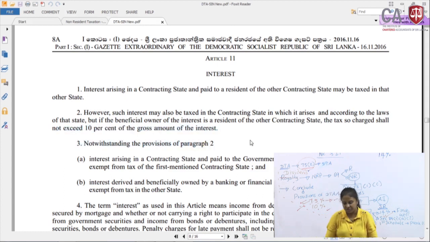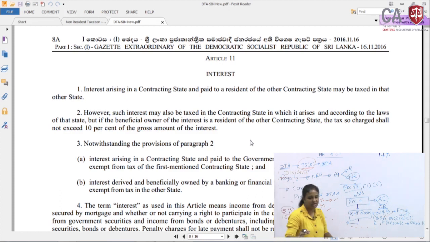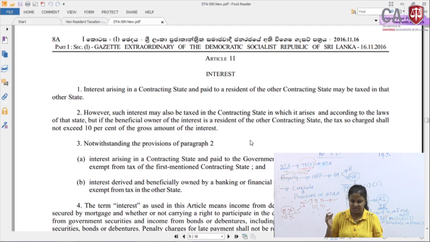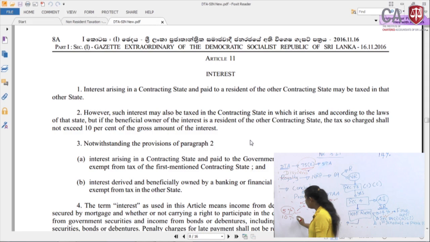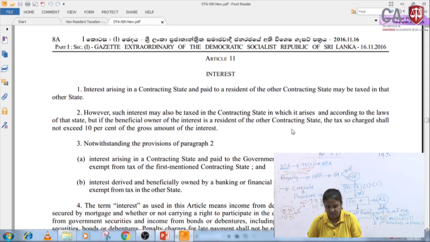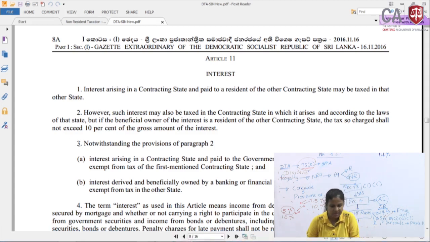Now, in our case, for the interest, the withholding tax rate is 5%. In this, it is telling shall not exceed 10%. Then obviously we can go for the 5% because it's telling it shall not exceed 10%. That means below 10% any amount we can go, then we can apply our law provision. Okay, the tax or charge shall not exceed 10% of the gross amount of the interest.